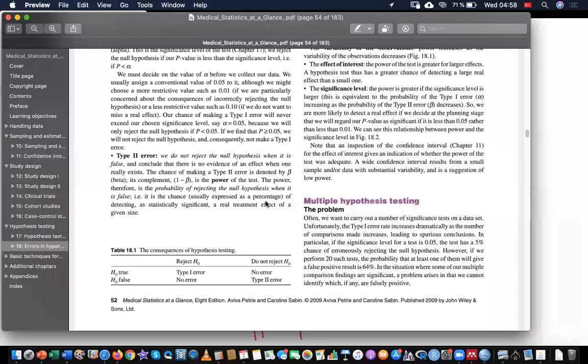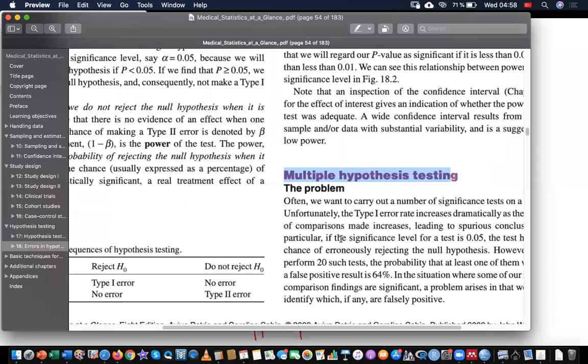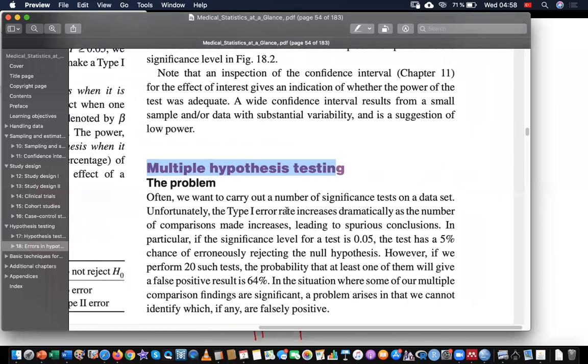Okay. The last thing in this session I have to tell you is about multiple hypothesis testing. If you do more than one test, each time your alpha error, type 1 error, will increase, and it increases dramatically.